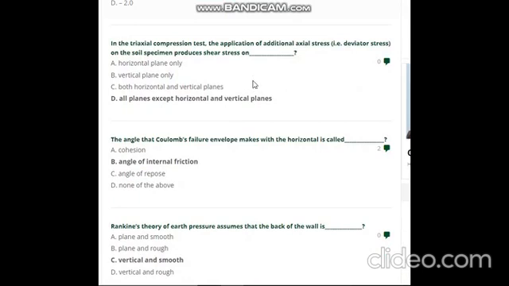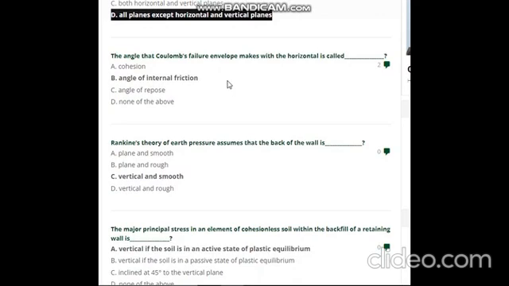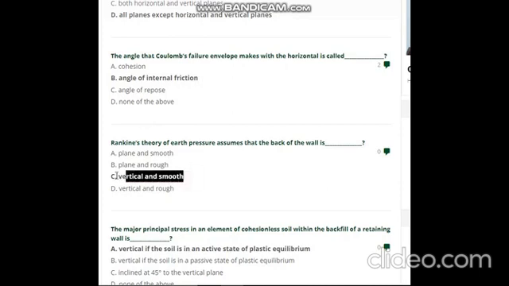In triaxial compression test, application of additional axial stress, the deviator stress, on the soil specimen produces shear stress on all planes except horizontal and vertical planes. The angle the Coulomb failure envelope makes with the horizontal is called angle of internal friction. Rankine theory of earth pressure assumes that back of the wall is vertical and smooth.